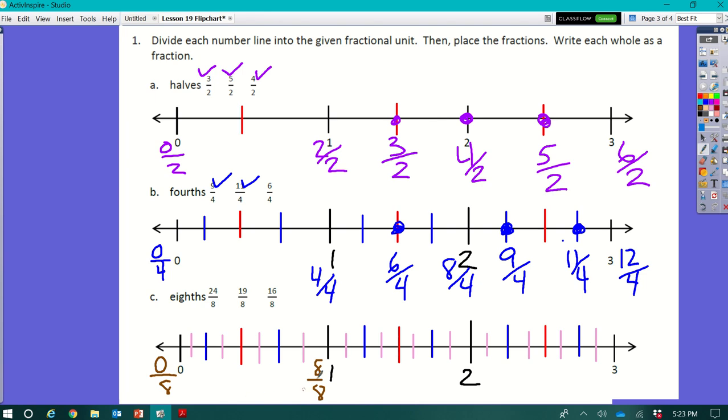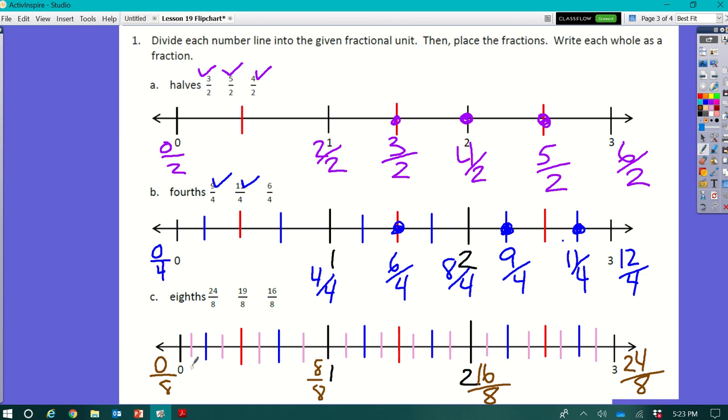Okay, and so if there's 8/8 in 1 whole, how many eighths are going to be in 2 wholes? Think about it. 8/8 in 1. How many eighths in 2? Well, 8 plus 8 more is 16/8. And if there's 16/8 in 2, how many eighths are going to be in 3? Just 8 more. So if there's 16/8 in 2, 8 more would be 24/8.